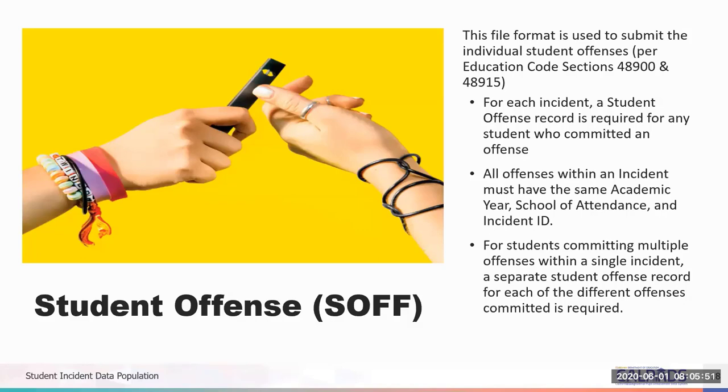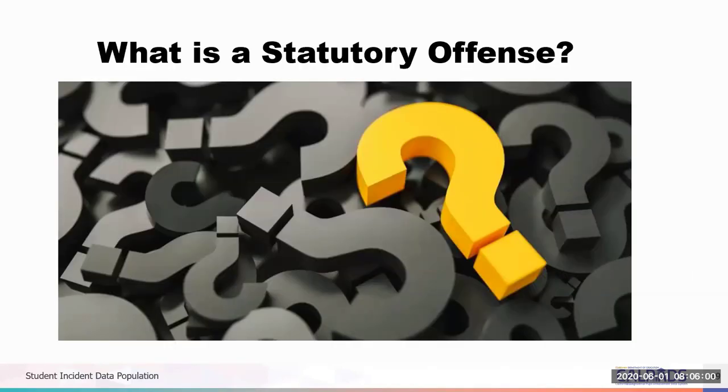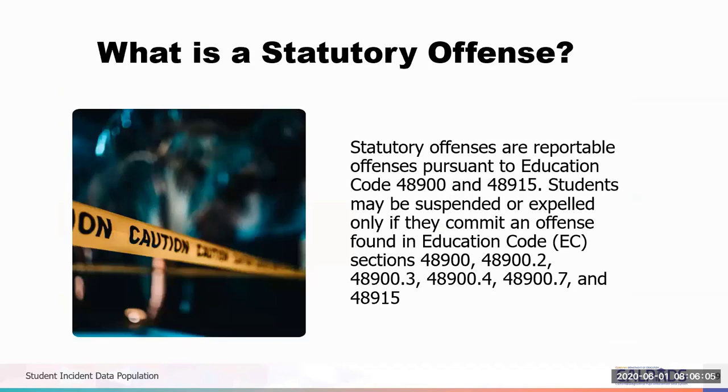So to be clear, what is a statutory offense? Statutory offenses are reportable offenses pursuant to Education Code 48900 and 48915. Students may be suspended or expelled only if they commit an offense found in these Ed Codes.